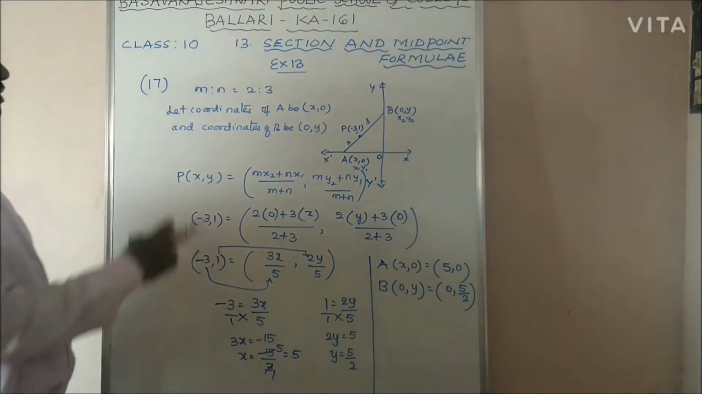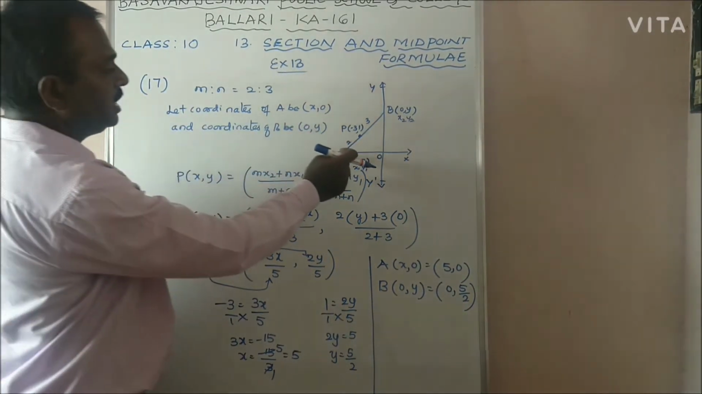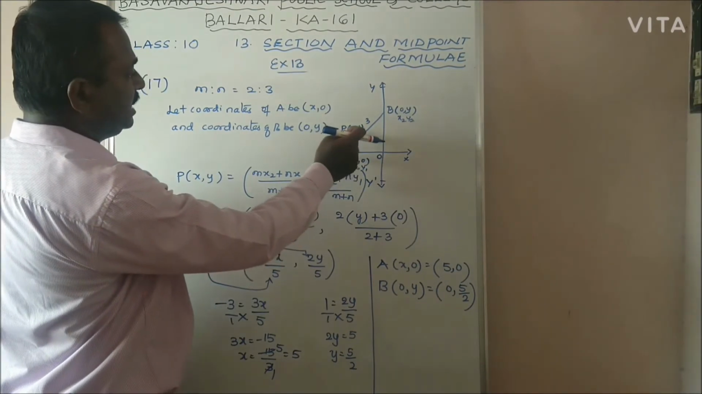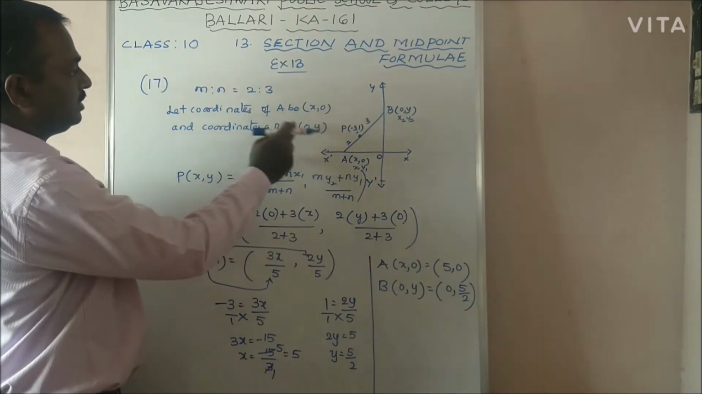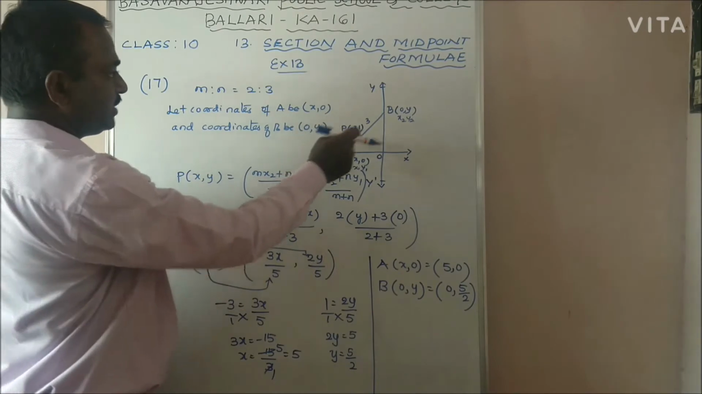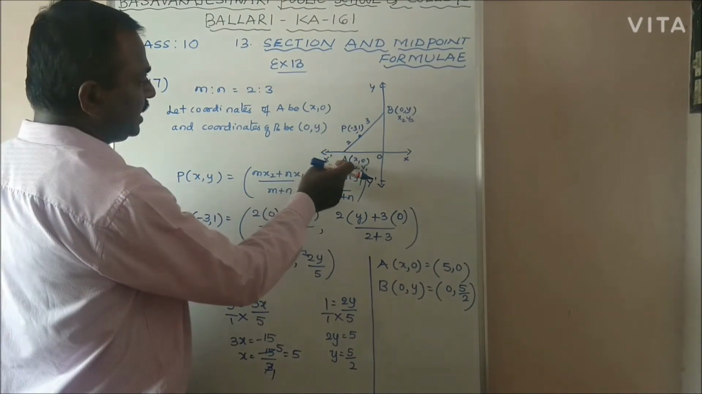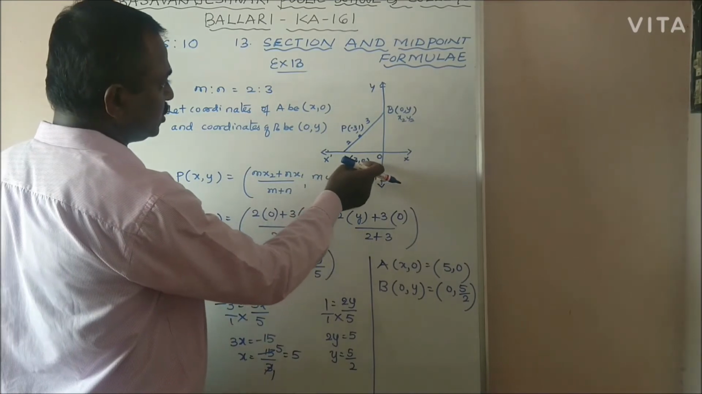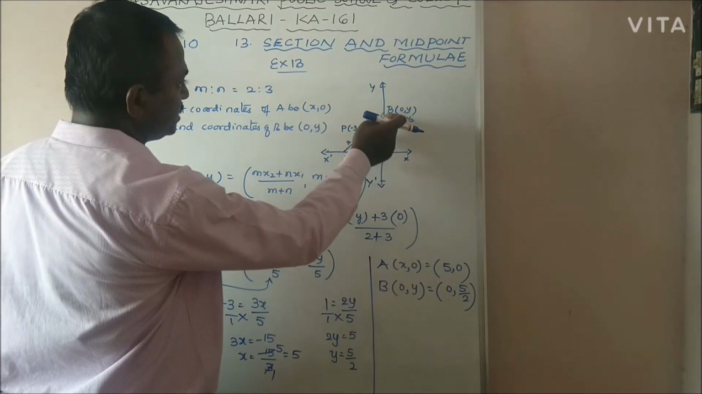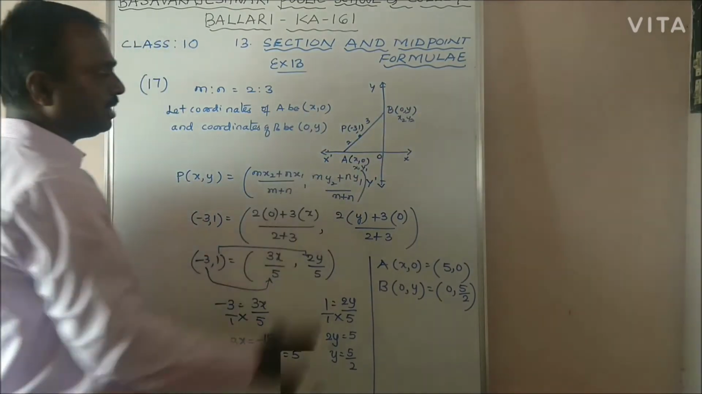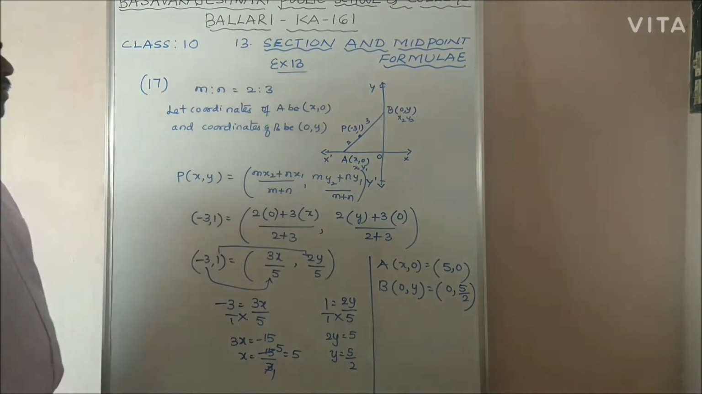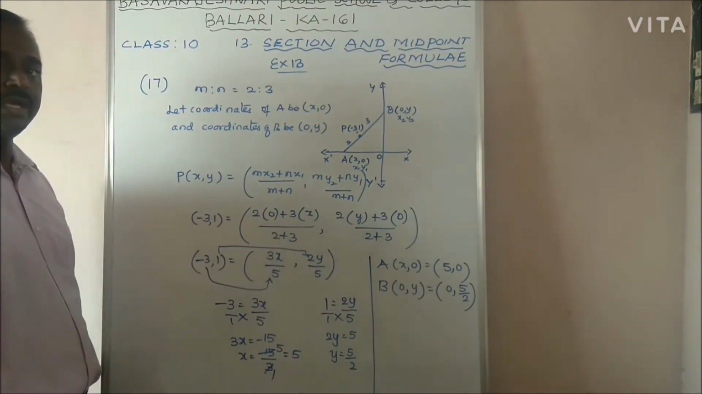So they are given the ratio m is to n. The point P is also given; P value is minus 3 comma 1. It divides AB in the ratio 2 is to 3. A is meeting at the x axis, therefore x comma 0 is the coordinates. B meets at the y axis, therefore its coordinates are 0 comma y. We have to find out what are the coordinates of A and B.